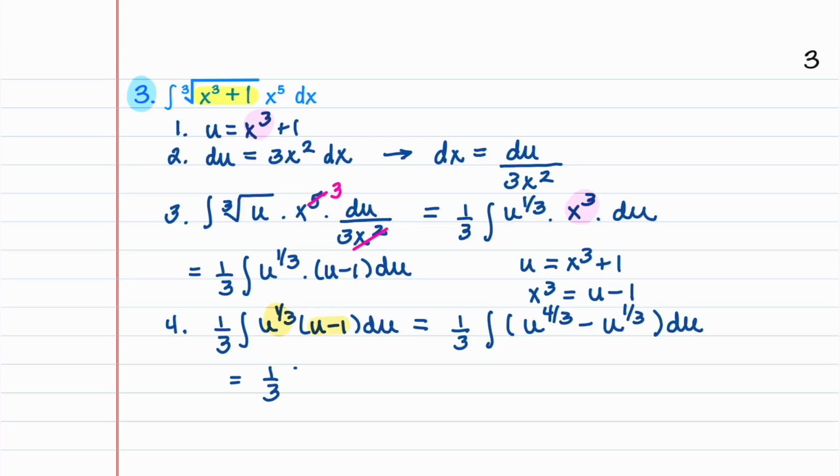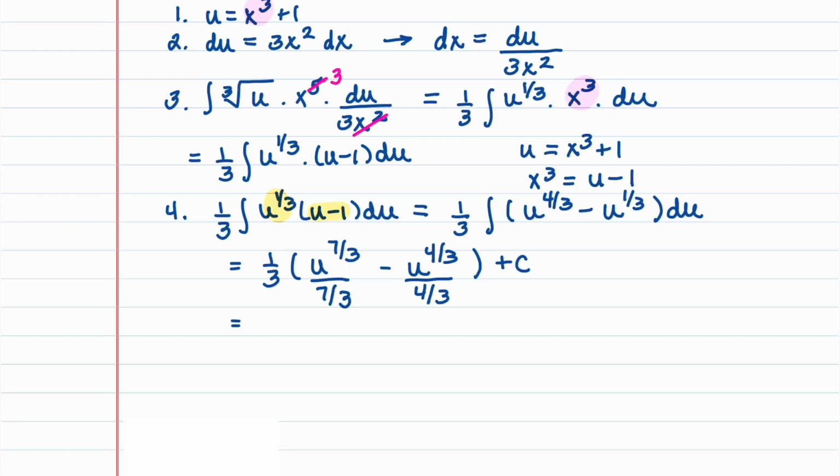This is 1/3. U to the 4/3 becomes u to the 4/3 plus 1, which is 7/3, and we divide by 7/3. And then we subtract u to the 1/3 plus 1, which is 4/3, and we divide by 4/3. And then we have our plus c.